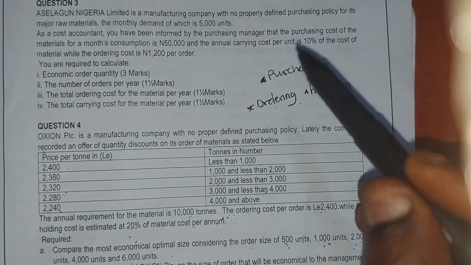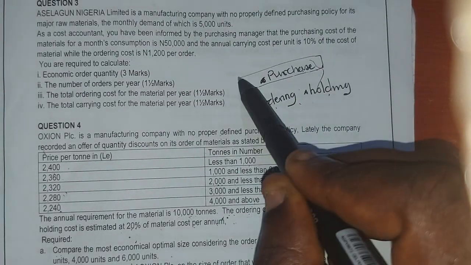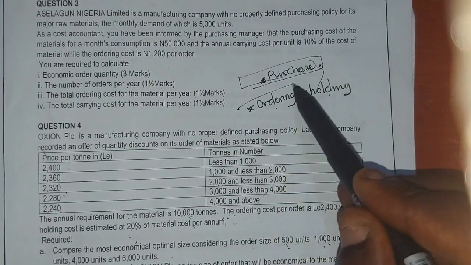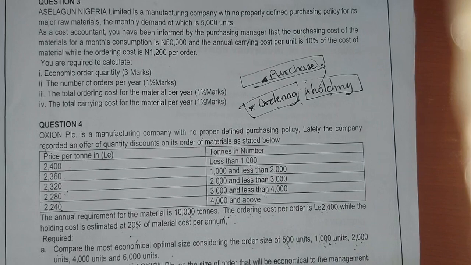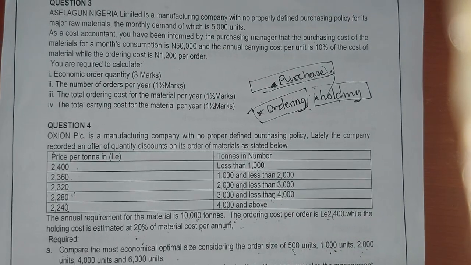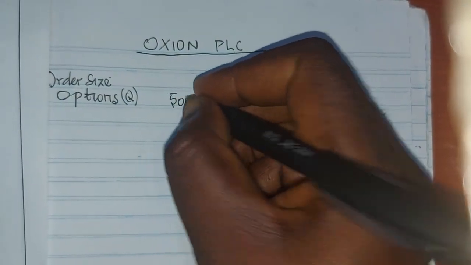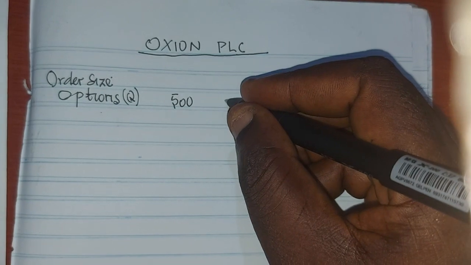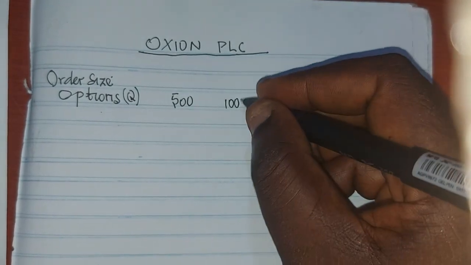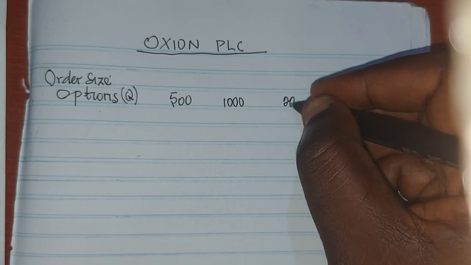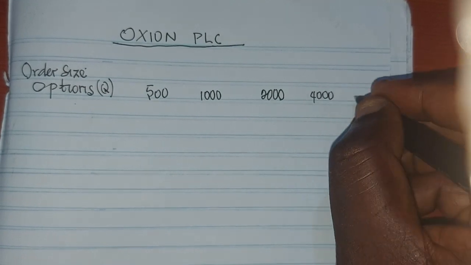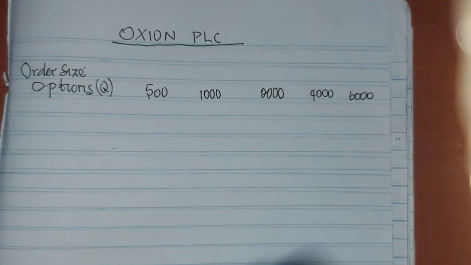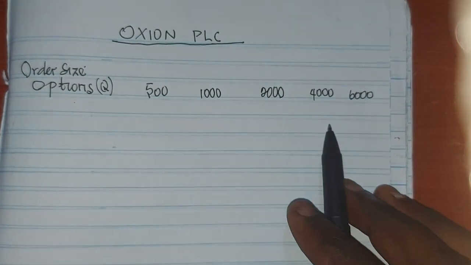So you will calculate the total purchase cost per annum, the total ordering cost per annum, and then the total holding cost per annum. In this case, you are going to start with this simple table. So you have order size options: 500, 1,000, 2,000, 4,000, and lastly 6,000. These are the order sizes you are given.